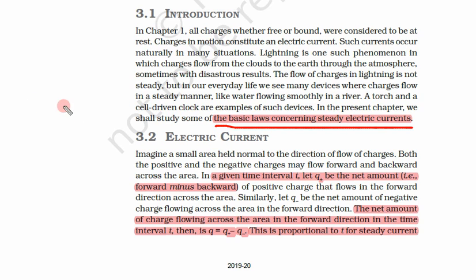Now let us take a simple piece of wire. This is a piece of wire, a normal copper wire, and this has a circular cross section. This is a circular wire, and the area of this circular cross section is A.